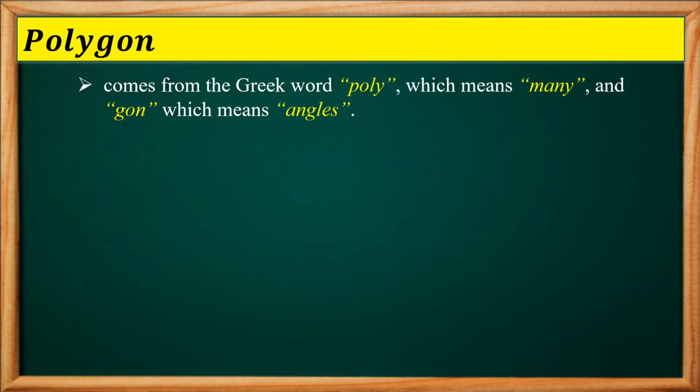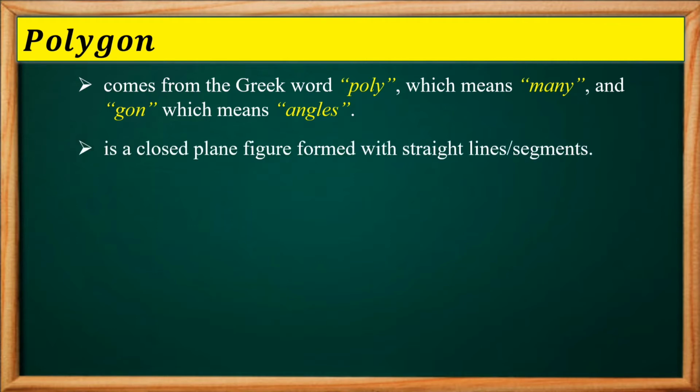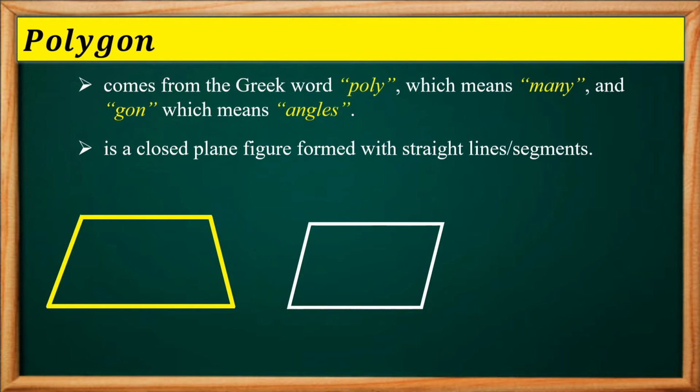Konting review. Polygon comes from the Greek word poly, which means many, and gon, which means angle. It is a closed plane figure with straight line segments. Now, if we have this figure, all sides, as you observe, are line segments and it is closed. Another example of a polygon, and another example of a polygon.